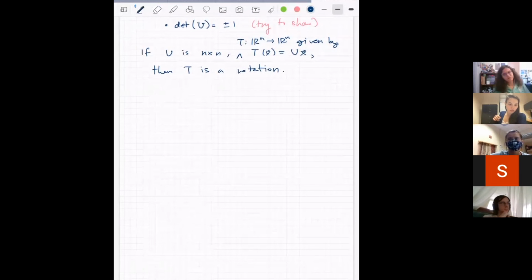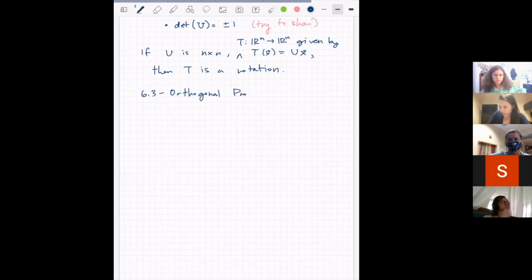Okay, so we have a little bit of time to go on to 6.3. So this is orthogonal. Here we're talking about orthogonal projections.